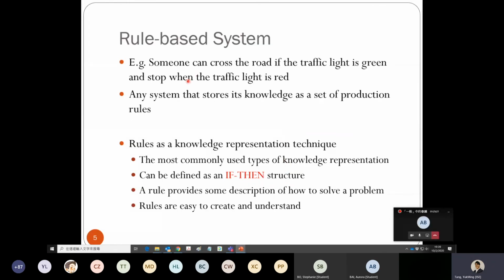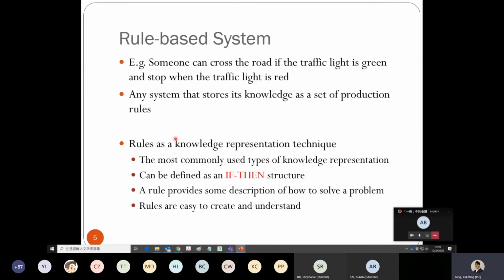When we talk about rule-based reasoning, you will see the rule-based approach in many situations in daily life. For example, when somebody is crossing the road and sees the traffic light, if the traffic light is green, then you can cross the road. But if the traffic light is red, then you stop. If the traffic light is green, this is the if situation, and then you can cross the road is the then part. In many real life situations, we apply the if-then structure. By using this rule-based approach, we can solve a lot of problems already.